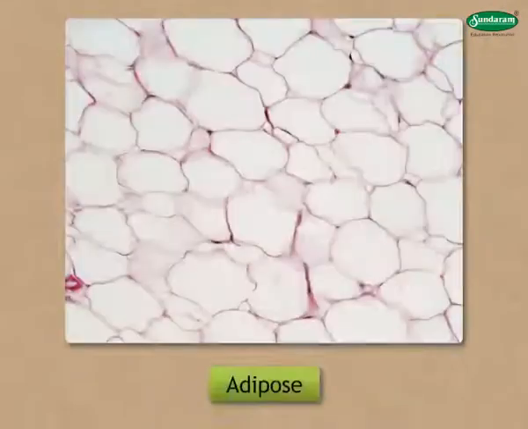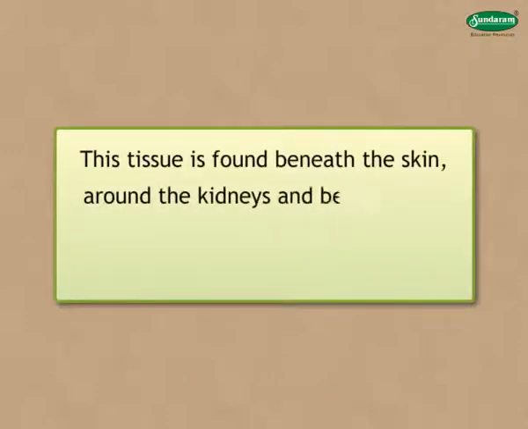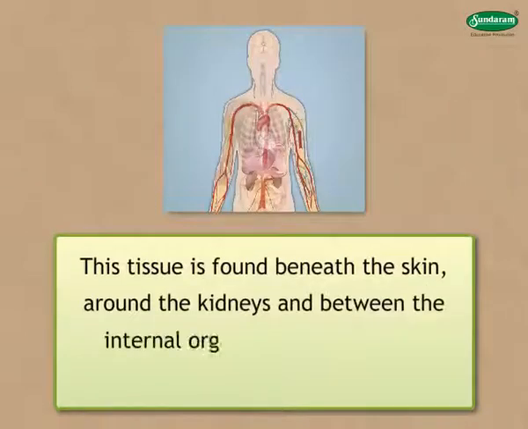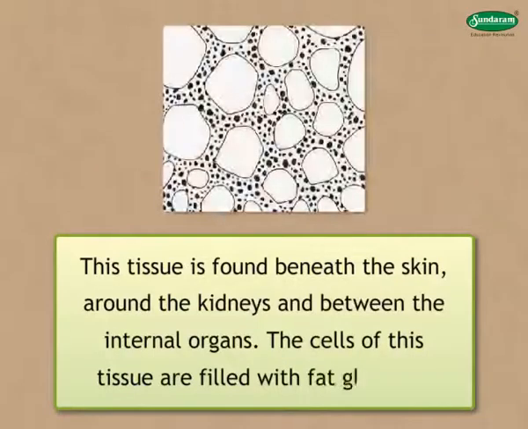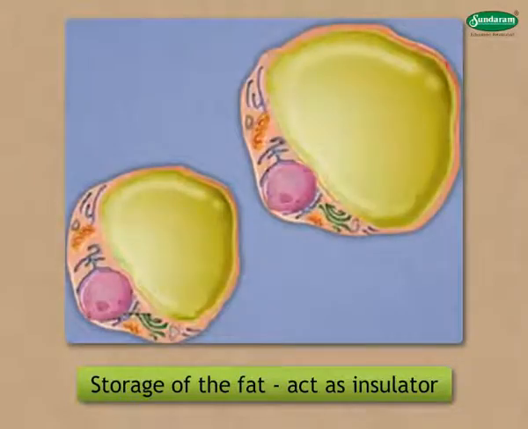7. Adipose. This tissue is found beneath the skin, around the kidneys, and between the internal organs. The cells of this tissue are filled with fat globules. Due to the storage of the fat, it acts as an insulator.